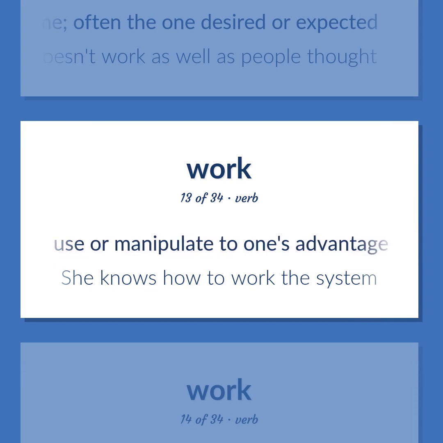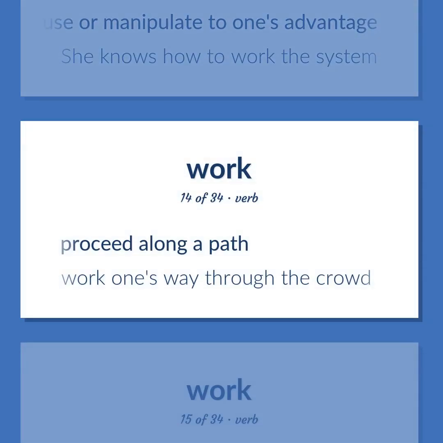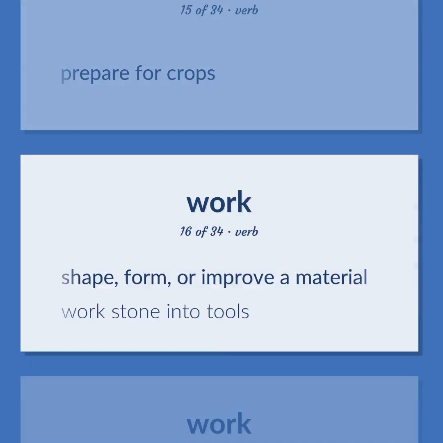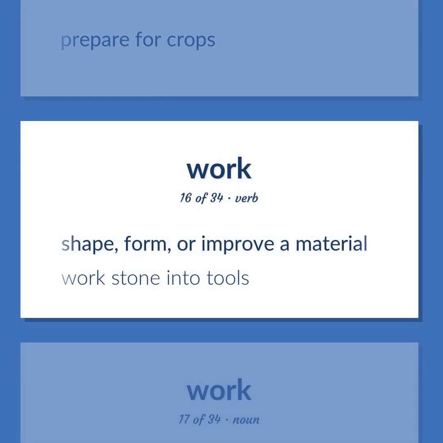Use or manipulate to one's advantage. She knows how to work the system. Proceed along a path. Work one's way through the crowd. Prepare for crops. Shape, form, or improve a material. Work stone into tools.